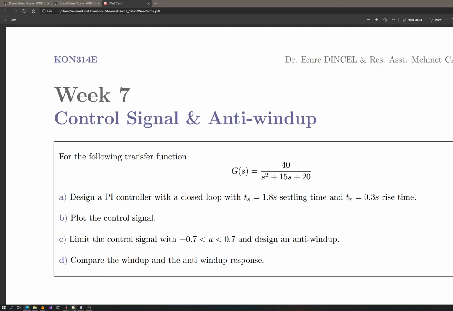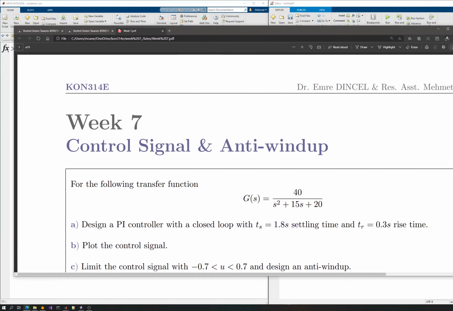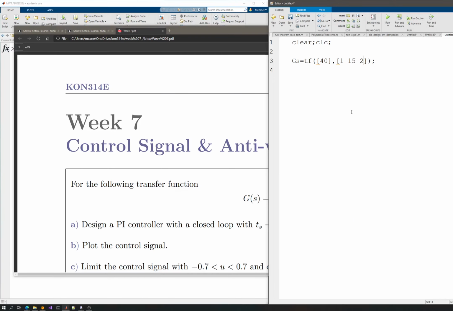Now, as I've mentioned before, we have settling time and rise time. So let's start with the specifications here. I'm going to define the system using the transfer function object. It was 1, and we had 1, 15, and 20. So I'm also going to define the symbolic toolbox version. So it's basically a fraction that represents the system here, which is s squared plus 15 times s plus 20.